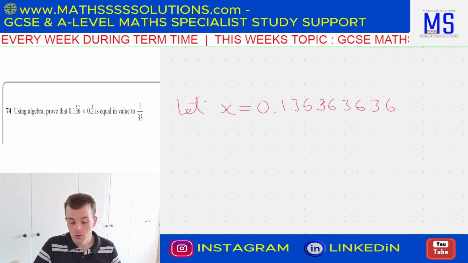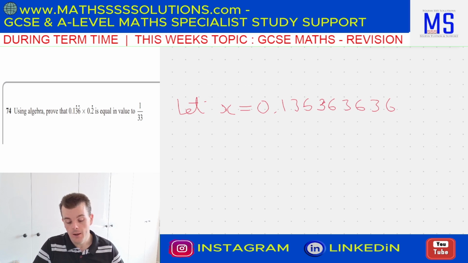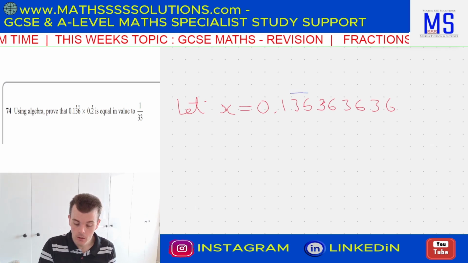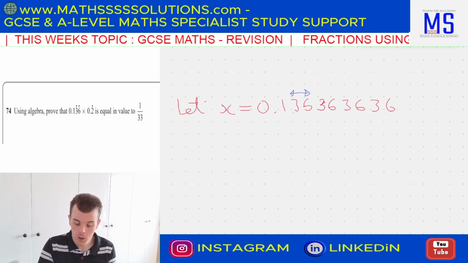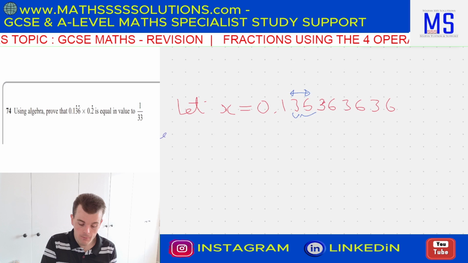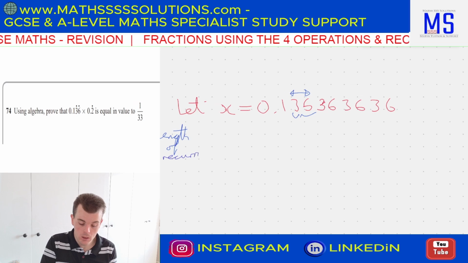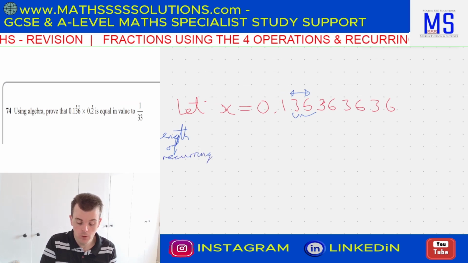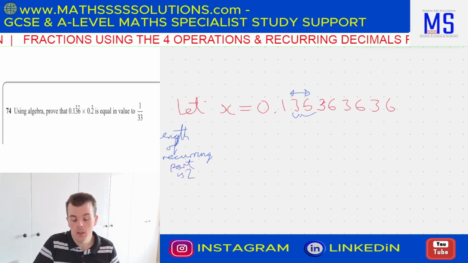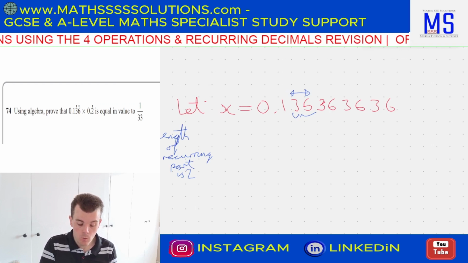Now, some schools teach to do 1000x and 10x, but what I like to say is just check the length of the recurring part. Here, the length of the recurring part is 2. You've got 2 digits that are repeating. The 1 is not, but the 3 and the 6 are. So you need to move the decimal point 2 times, and to do that, you will deal with 100x.